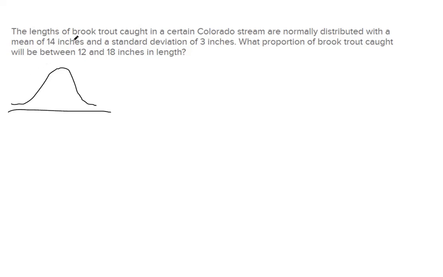They tell us the mean is 14, the standard deviation is 3, so we need those numbers to calculate a z-score. The z-score is always the number you're trying to convert to a z-score, subtracted by the mean, divided by the standard deviation.